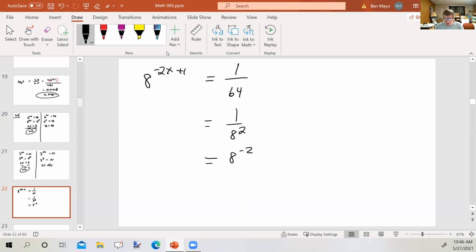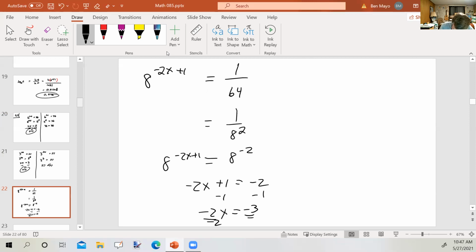Now, granted, I know we're used to taking something with a negative exponent and rewriting it with a positive exponent. But in this case, we want to get the same bases. So here, 8 to the negative 2x plus 1 equals 8 to the negative 2 power. Therefore, negative 2x plus 1 equals negative 2. Solving for x, subtract 1 from both sides. Divide both sides by negative 2. X equals 3/2.